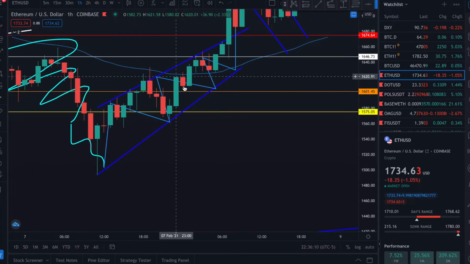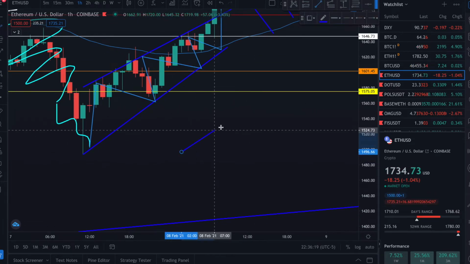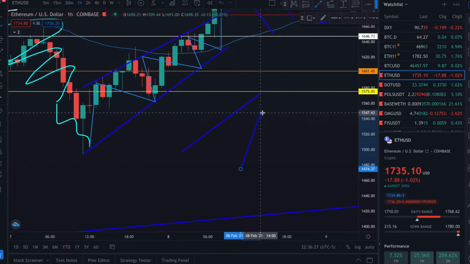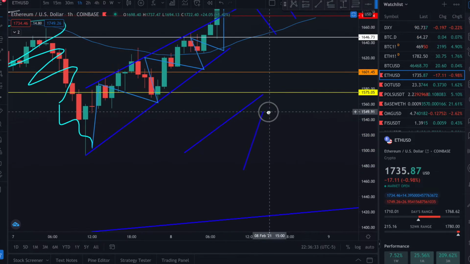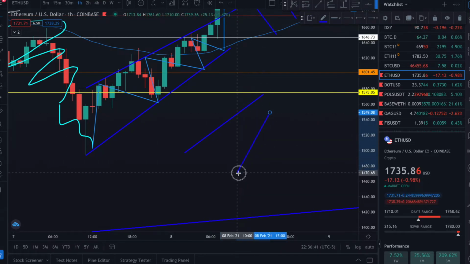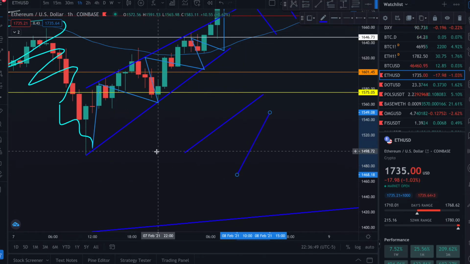And some people may think they see a wedge here, but I don't see a wedge. I see a channel. For me, a wedge looks something like this. A wedge is almost like a triangle, right? But it's not quite a triangle. You start to see the resistance and support coming toward each other, but it doesn't make it quite there. I don't see a wedge here. Even though this starts to tilt in a little bit, I still see a good upward rising channel.